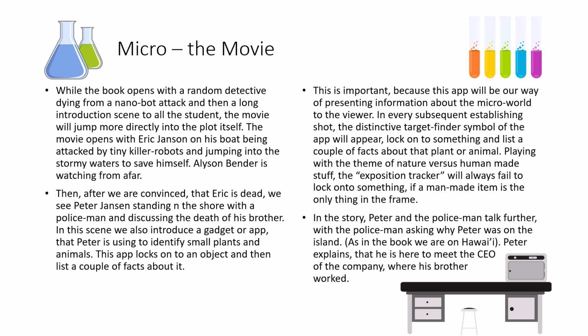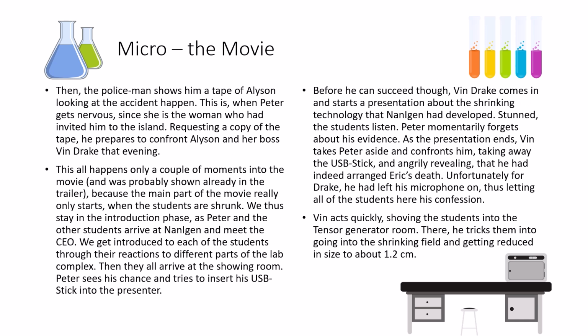In the story, Peter and the policeman talk further, with the policeman asking why Peter was on the island. As in the book, we are on Hawaii. Peter explains that he is here to meet the CEO of the company, where his brother worked. Then, the policeman shows him a tape of Alison looking at the accident happen. This is when Peter gets nervous, since she is the woman who had invited him to the island. Requesting a copy of the tape, he prepares to confront Alison and her boss Vin Drake that evening.